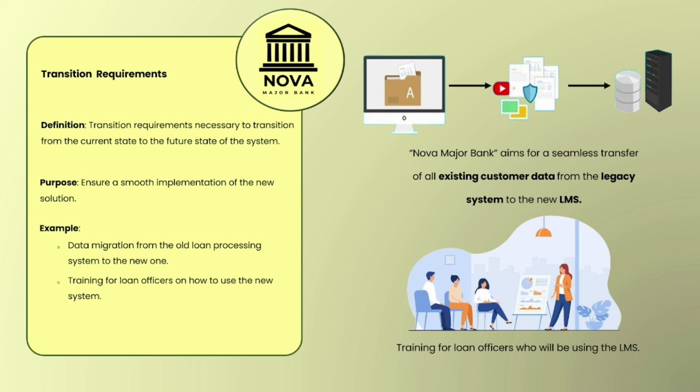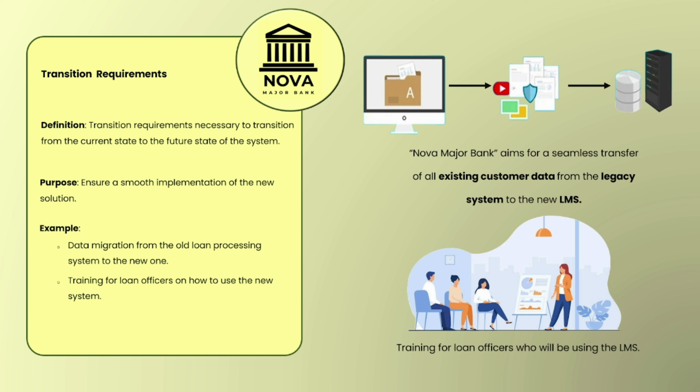Let us check the example. Data migration from the old loan processing system to the new one. Well, it is important to migrate all existing customer data to the new server or database. So this is one example of a transition requirement. Then training for loan officers on how to use the new system. So loan officers need training from the service provider team on how to use the LMS effectively. So this is also a transition requirement. This is also documented by the business analyst in the form of transition requirements.